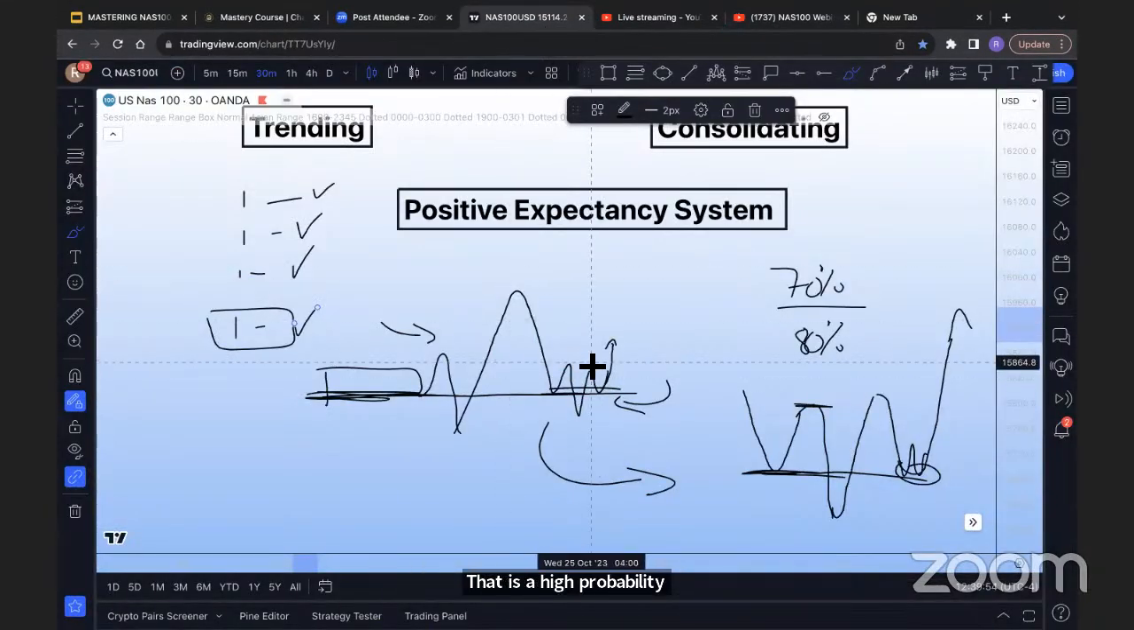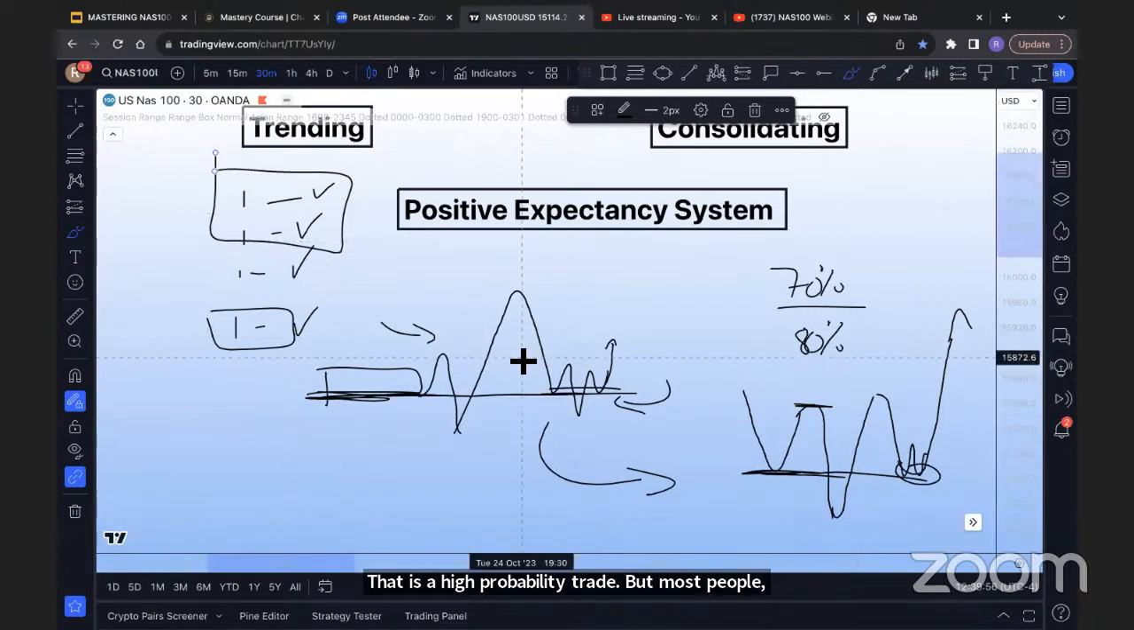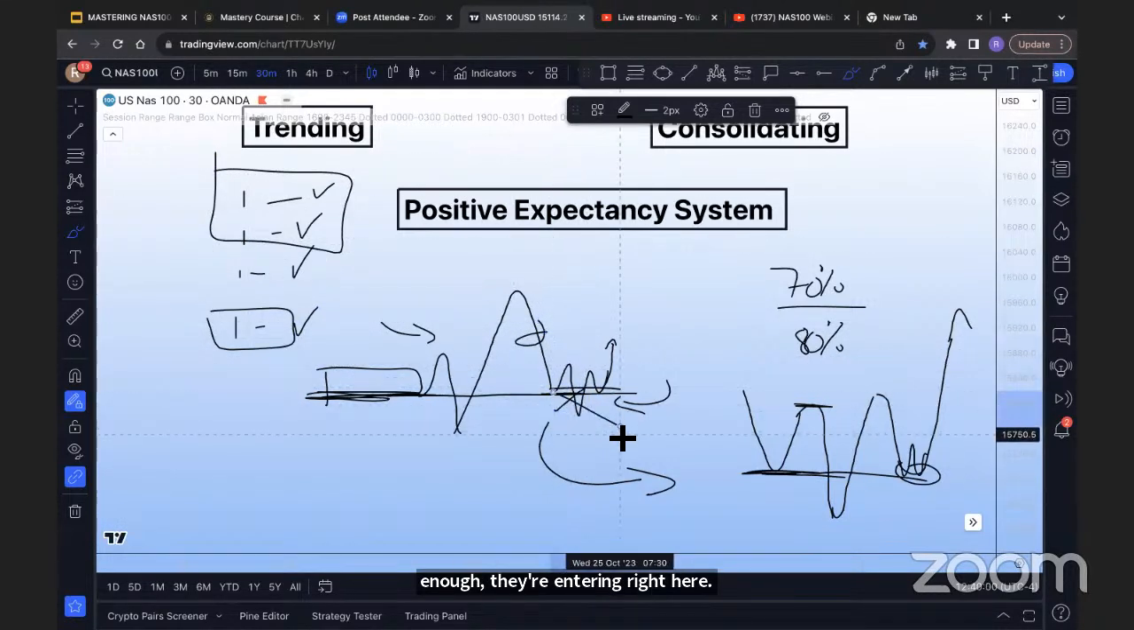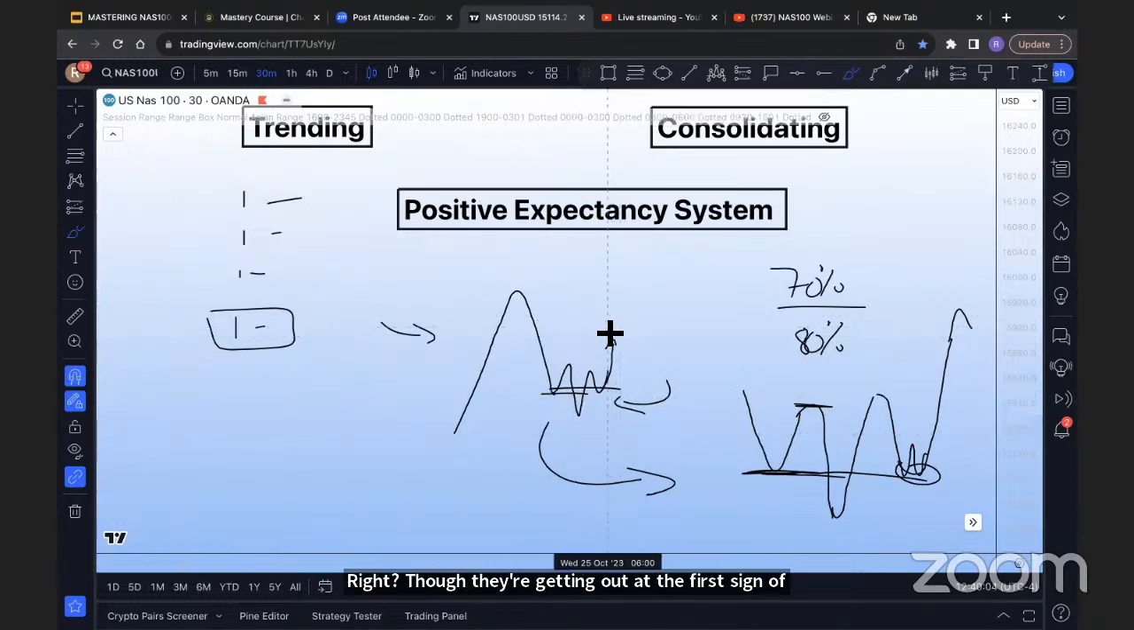But most people, they'll take the first two confirmations, say, yeah, good enough, they're entering right here, right? They're getting out at the first sign of panic. They don't have a high selectivity system.